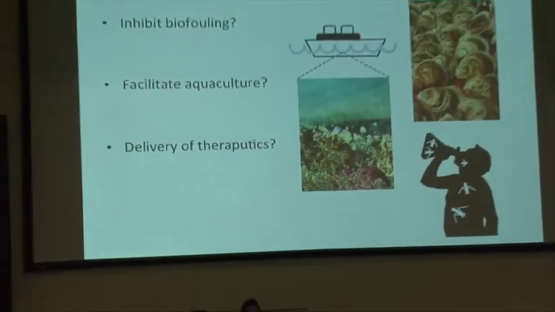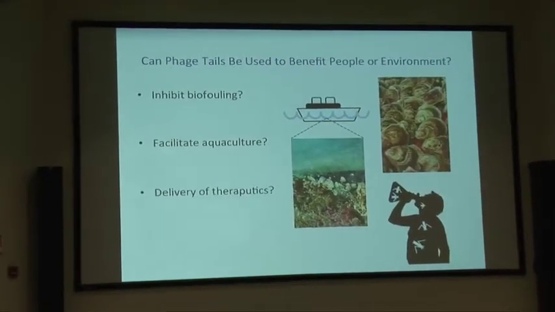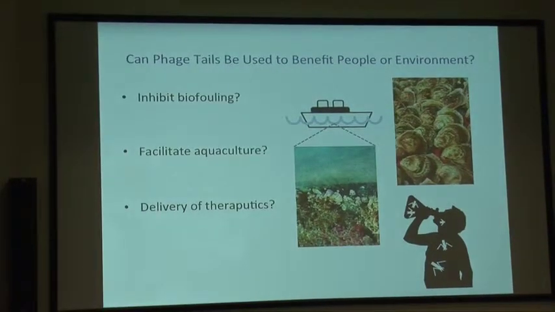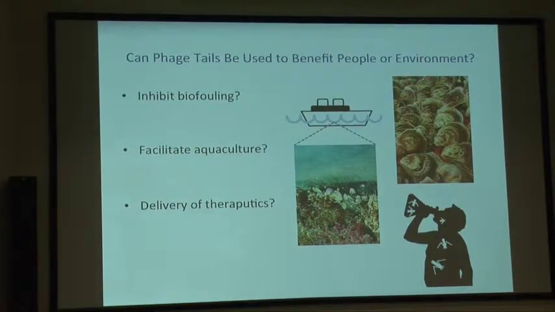Okay, and then once we figure all these things out, because probably in the next 20 or 30 years these things will be figured out, we could then use these things for the benefit of people and the environment. So we could imagine using them to inhibit biofouling, or the accumulation of animals on submerged surfaces, such as ship hulls. These animals are a big annoyance to places like the US Navy, which causes increased drag and fuel consumption of their naval ships.